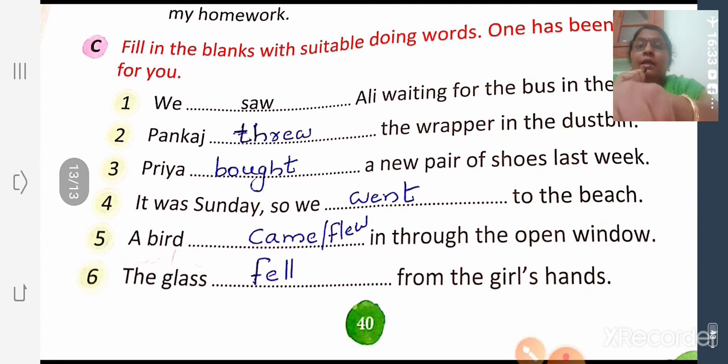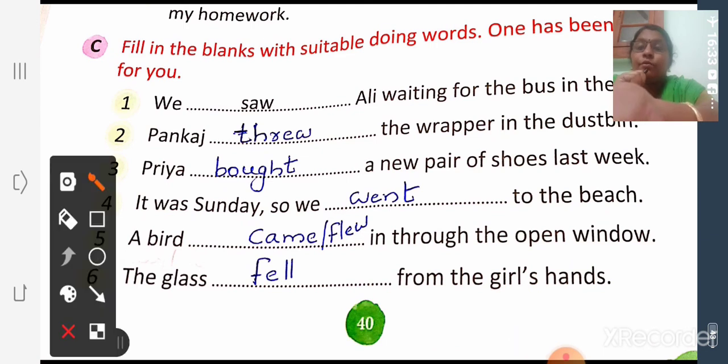Now fill in the blanks with suitable doing words. One has been done for you. We saw Ali waiting for a bus in the bus. So we saw. Then Pankaj threw the wrapper in the dustbin. Priya bought a new pair of shoes last week. It was Sunday, so we went to the beach. A bird flew in through the open window.